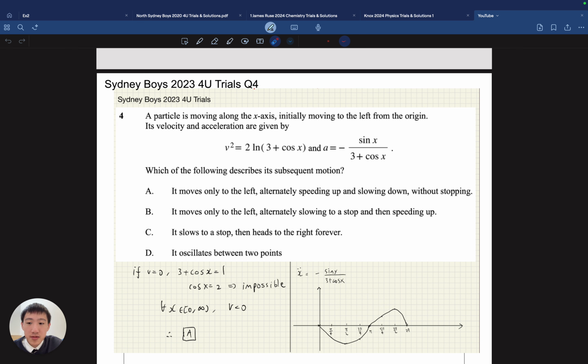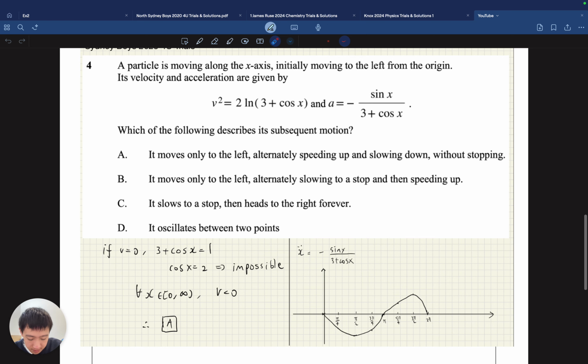However, this is a very important question because its principle is applicable to a lot of mechanics questions which can appear as hard questions as question 16 or 15. So let's look at it. A particle is moving along the x-axis, initially moving to the left from the origin, so v initial is smaller than 0. Its velocity and acceleration are given by this and this.